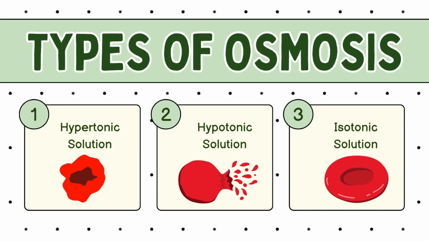Osmosis can happen in different environments, and understanding the types of solution is the key. So, there are three main types. First is hypertonic solution. Here, the solute concentration is higher outside the cell, so water moves out of the cell, causing it to shrink. Second is hypotonic solution. Here, the solute concentration is lower outside the cell, so water moves into the cell, causing it to swell or even burst in extreme cases.